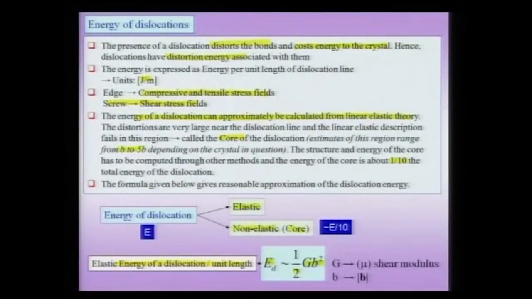Now, if I look at the formula for the elastic energy of a dislocation per unit length, you can see that it is approximately half G b squared. In other words, the elastic energy varies as the square of the Burgers vector. So, this is an important point to note, where b is the modulus of the Burgers vector. It is very important to note that the longer the Burgers vector a dislocation has, the energy will not just grow linearly, it will grow as the square.